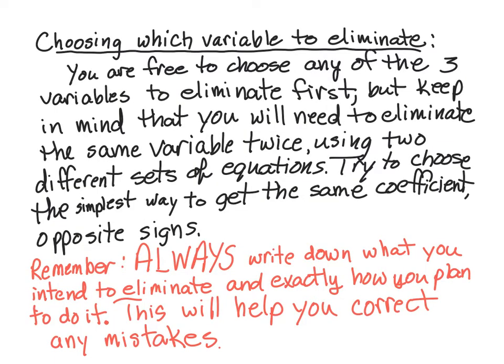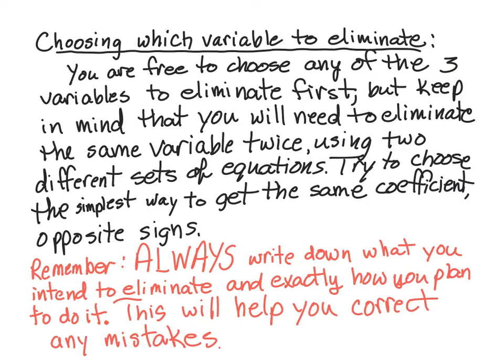The most important thing that you can do to keep this as easy as possible is to choose the first variable wisely. You want to find the easiest way to eliminate the same variable in two different ways. Once you have eliminated the same variable twice, you're left with two equations that only have the other two variables in them. That gives you a system of two equations with two unknowns, which is just like what you did in section 1.